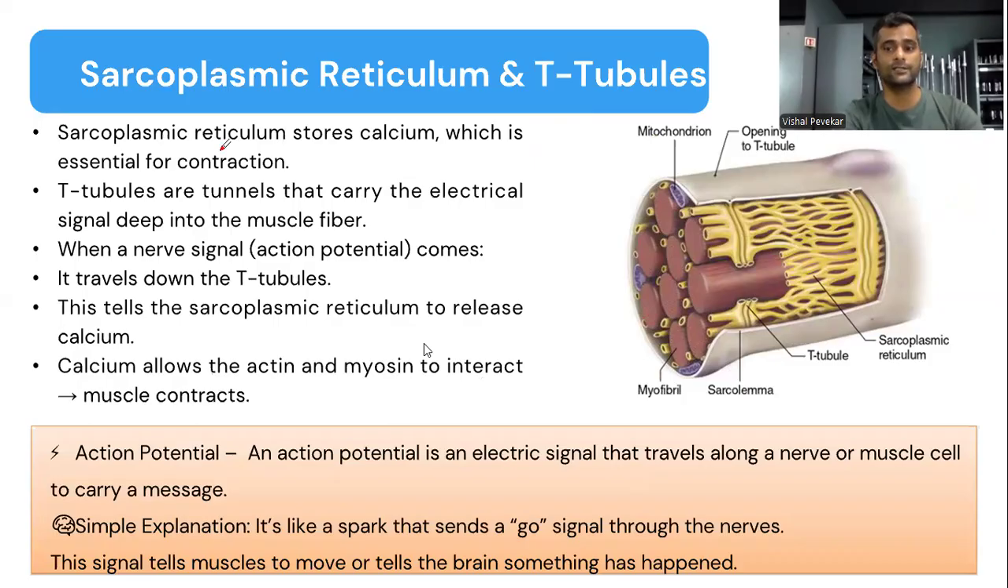What is important for you to know is that for the muscle to contract, there are certain things that are needed.